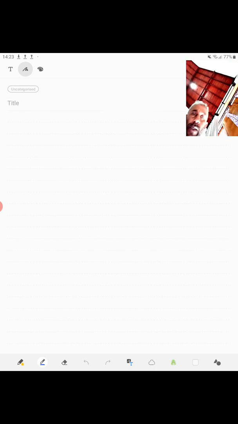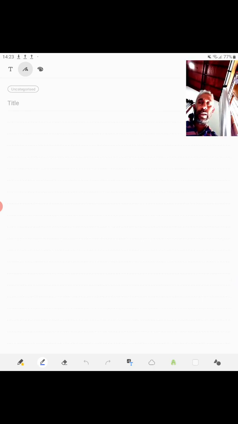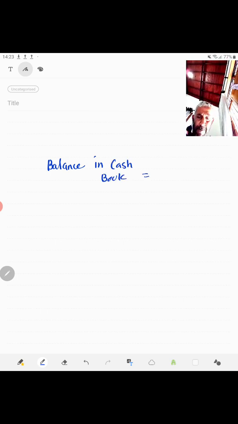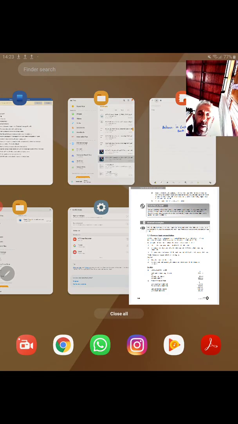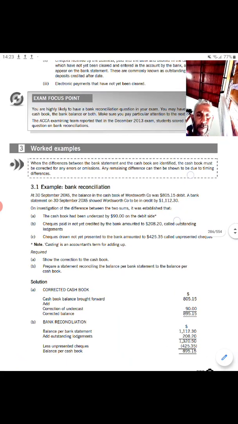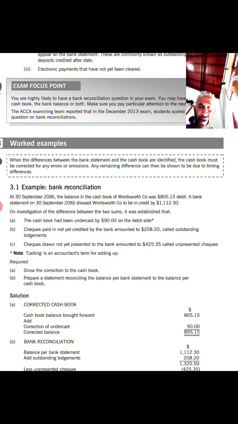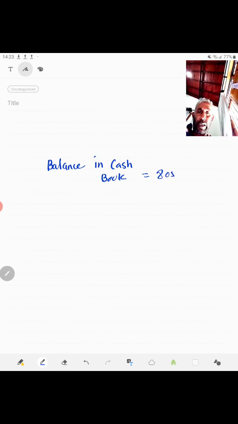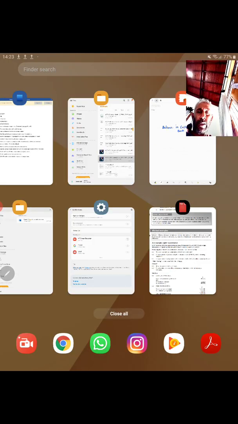So, now we have a balance in the cash book, that is 805.15 debit, 805.15 debit balance. Then what else? Let us first jot down the information, then we will approach the question.